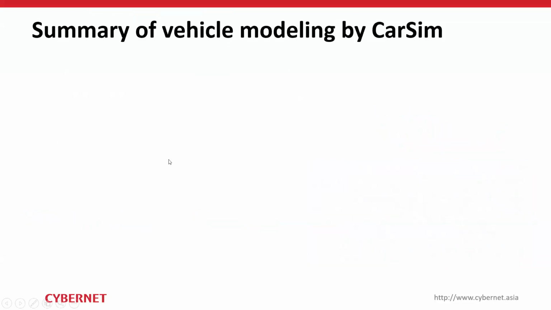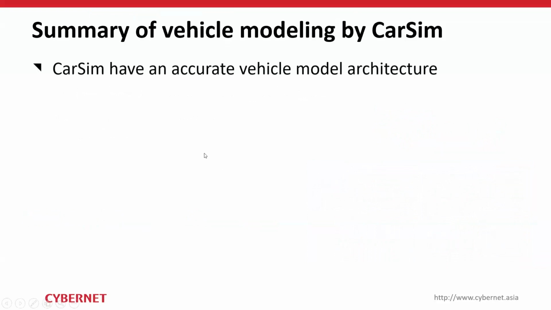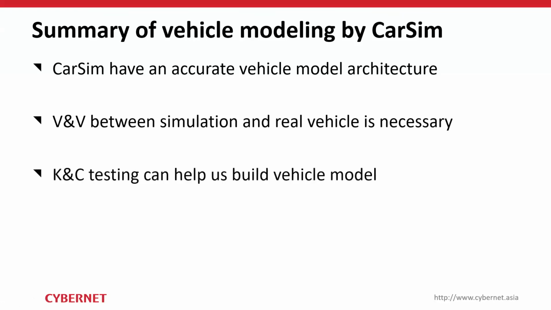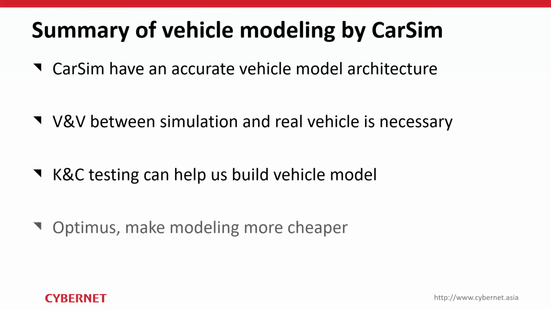So let's summarize what we have learned in previous slides. First, I've shown you that CarSim has an accurate vehicle model architecture, including powertrain, chassis, steering, brake, and tires. The most important of these subsystems is chassis. The second one is we have to do the V&V between simulation and the real vehicle. The feedback from the simulation model should be as accurate as possible. In order to do that, K&C testing is introduced to you. We could use K&C testing to have a full vehicle chassis model. For a customer who doesn't have the vehicle and doesn't have enough budget, Optimus is used to build and tune their vehicle model. Let's say that we have known about the importance of the vehicle model and how to do that.